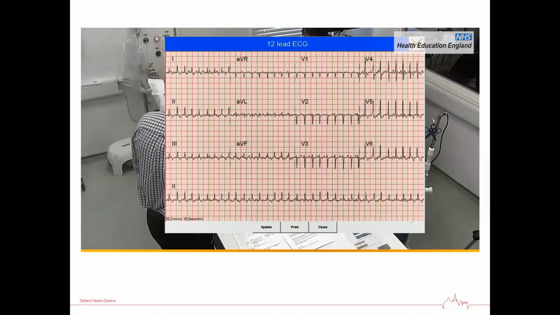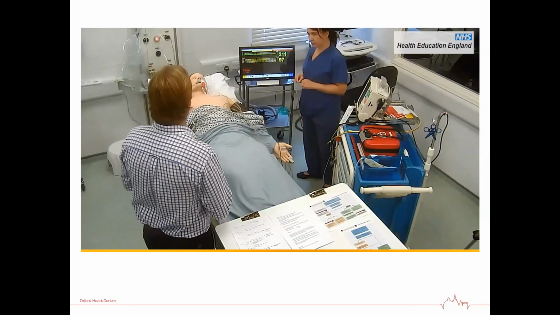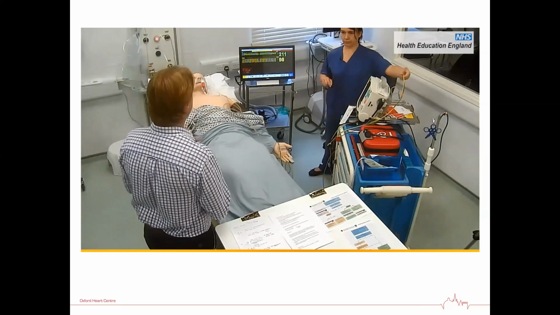Yeah, okay, so that's atrial fibrillation. Blood pressure, as you say, is very low at 60/34. So I think we should cardiovert. Whilst I get the anaesthetist to sedate, we'll finish the ABCD approach.